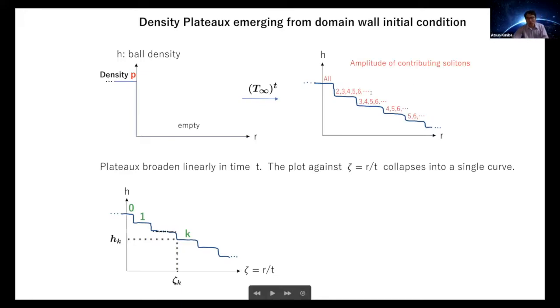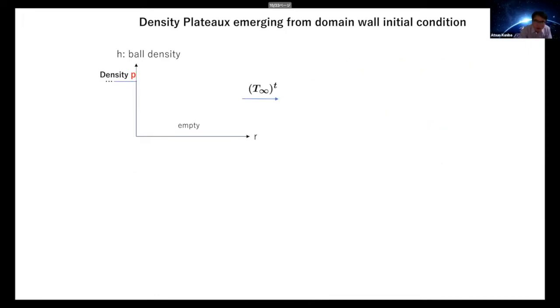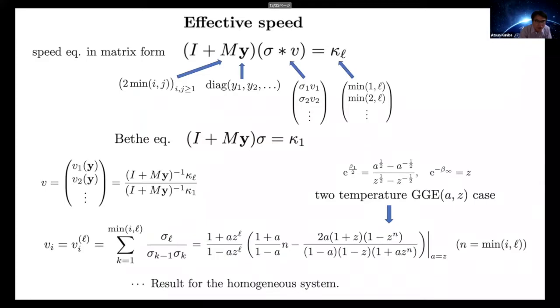So this is kind of an explanation. I didn't mention it too much, but this effective velocity is an increasing function with respect to the amplitude i. So the smaller solitons are slower and the larger solitons are faster. Do I have a question, by the way? Is it okay? Can I continue?